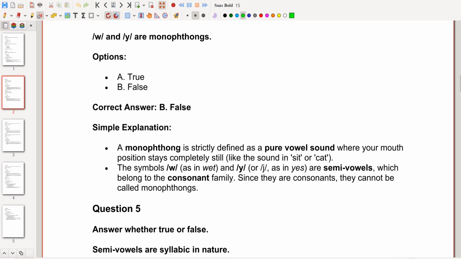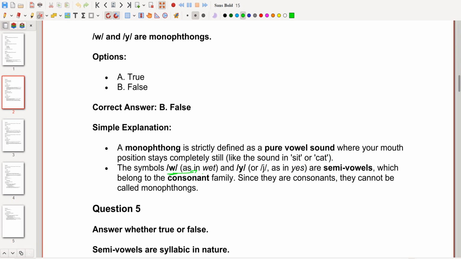So, a monophthong is a pure vowel sound where, when you pronounce that word, your mouth will not move much. Try saying sit, try saying cat, your mouth will not move much. Sit, cat, they are very simple. These two words are very simple, your mouth will not move much. Now try saying these symbols.